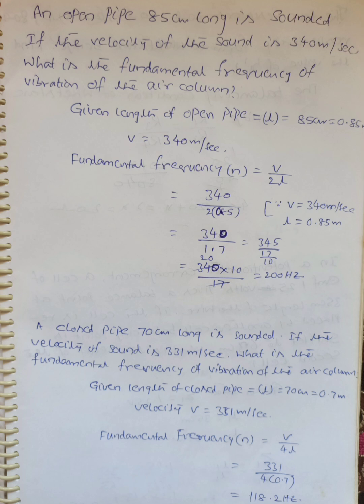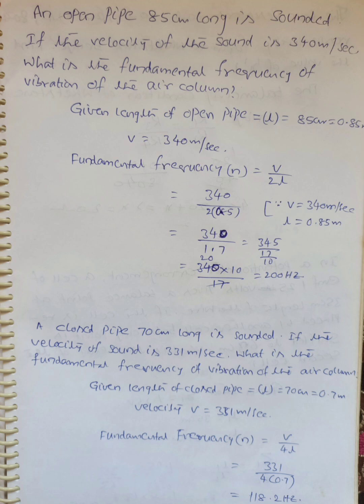An open pipe 85 centimeters long is sounded. If the velocity of the sound is 340 meters per second, what is the fundamental frequency of vibration of the air column? Here it is given length of open pipe L is equal to 85 centimeters, which is equal to 0.85 meters. Velocity V is equal to 340 meters per second given. Fundamental frequency N is equal to, according to open pipe, V by 2L. Substituting V 340 and 2 into 0.85 and simplifying it, we will get 200 hertz. Therefore, fundamental frequency of the air column in open pipe is equal to 200 hertz here.